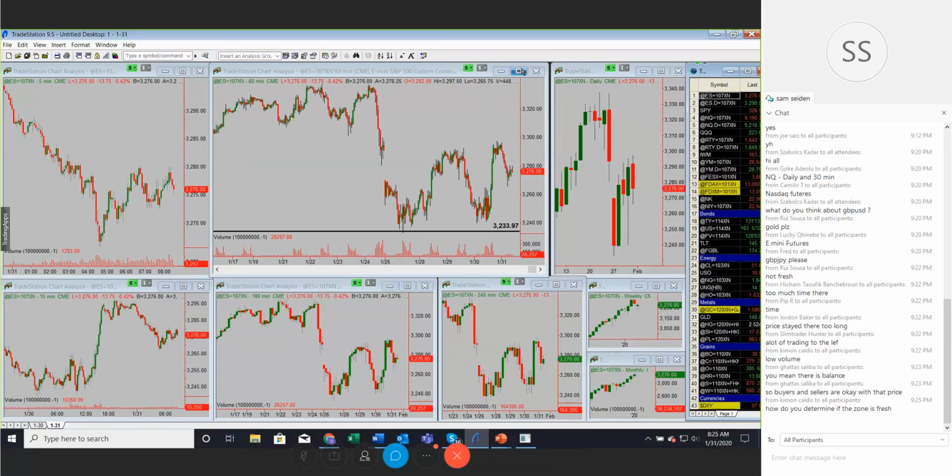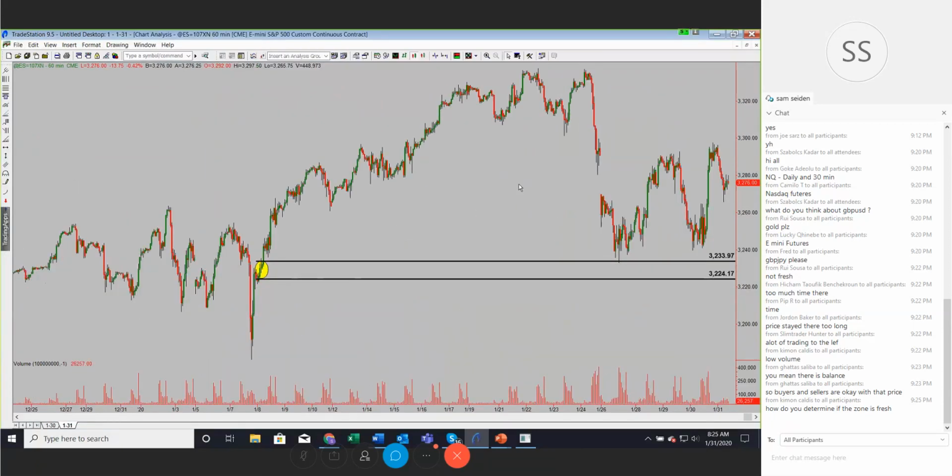We go to the S&P, and these are all levels that we go over in the morning sessions. I know we've gone over some of them here.